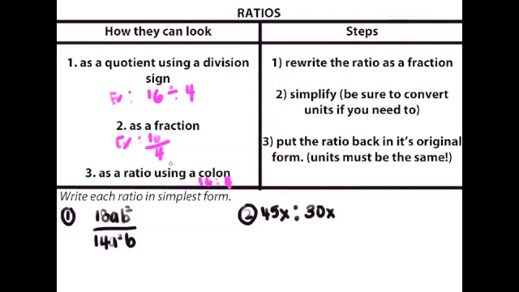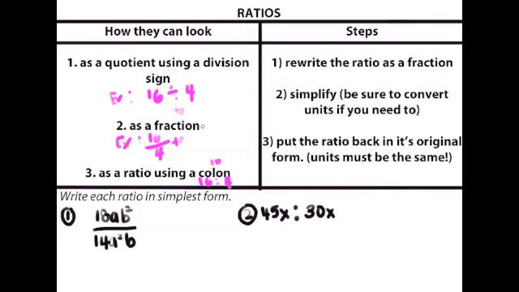And the way that we would say this is 16 to 4. So all these examples that I've written here in the box are 16 to 4. Whatever symbol they choose to use to express a ratio, just know that that symbol is just a shorthand for the word "to." So a quotient using a division sign is 16 to 4, the fraction bar is the word "to," and the colon is 16 to 4, because we're comparing two things.